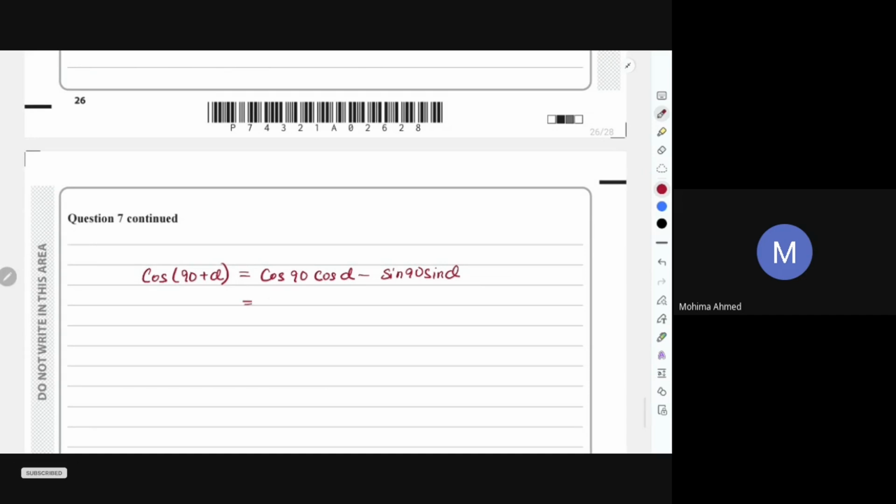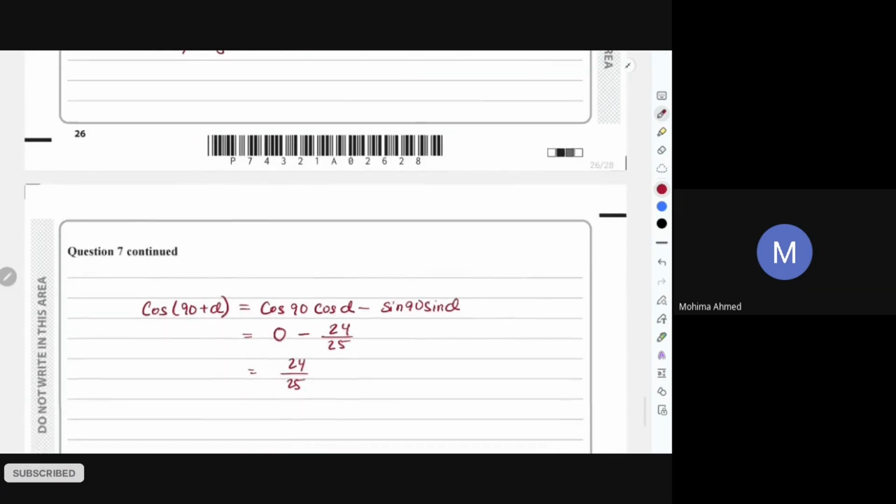Right, cos 90 is actually 0, so multiplying this with cos alpha is going to be 0. And this one is going to be sine 90, that is 1. And sine alpha was how much? Sine alpha was 24 by 25, right? So this is going to be 24 by 25. Not using the minus sign because that's not quite relevant here.